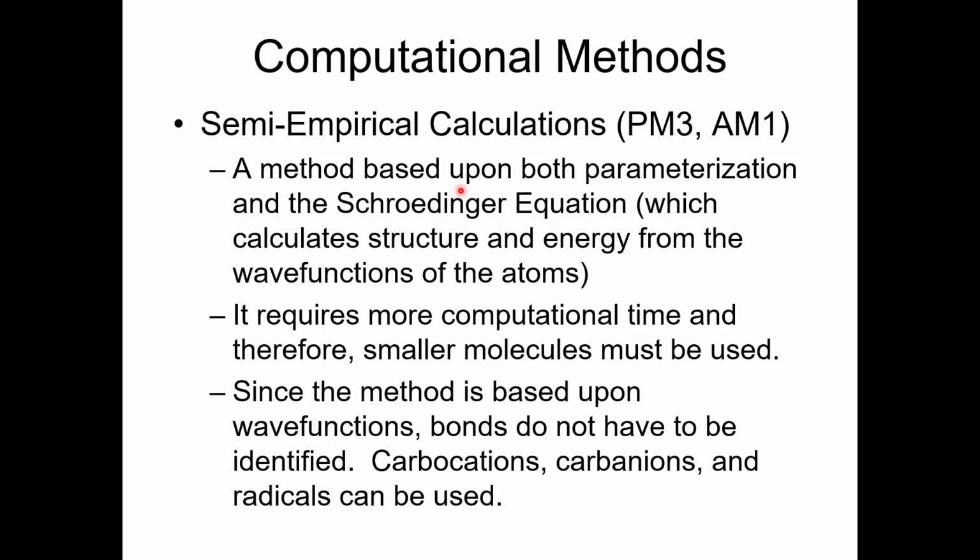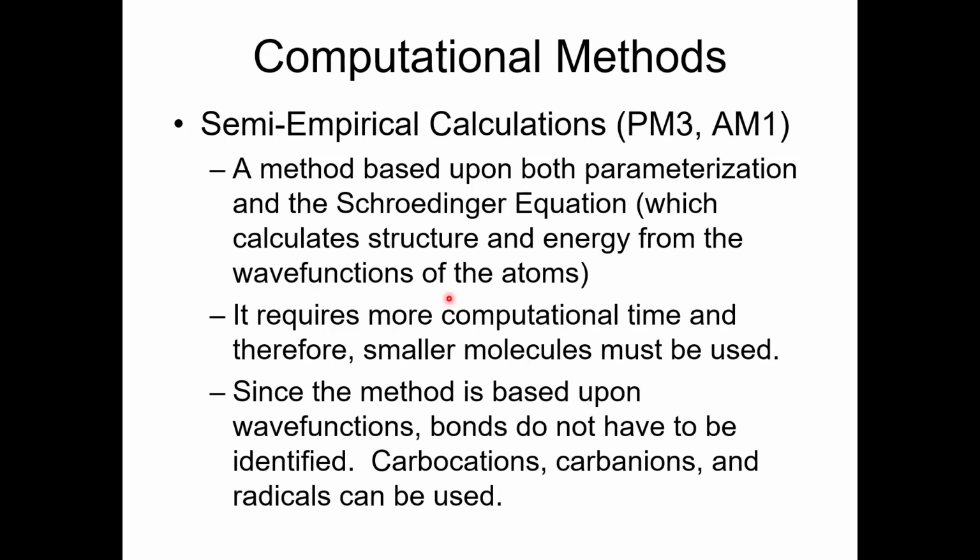Semi-empirical calculation is a hybrid method. It has both parameterization and it also uses a bit of the Schrödinger equation. So it's the same basic principle, only now we're getting our energies and our parameters partially from the Schrödinger equation, which means that I don't need any experimental results, but it also does need parameterization, because to use purely the Schrödinger equation would be a lot more computationally expensive.